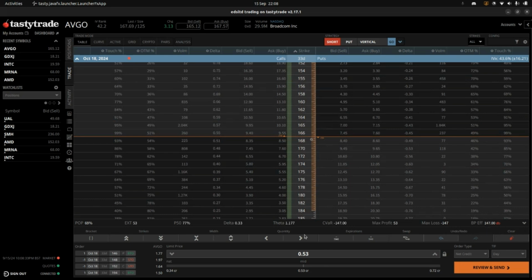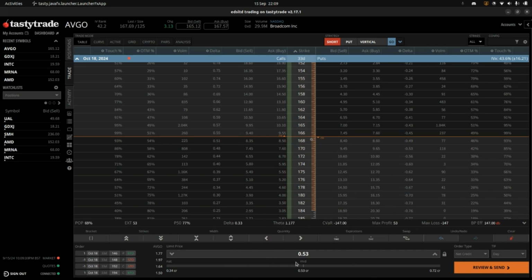$147. It does reduce the amount of premium we collect, but it also reduces the amount of buying power that's required. So the trade-off here is that you reduce your probability of profit, right? Because you collect less premium, therefore your break-even points are closer. So your probability of profit is lower. But in return for that, you have a much higher return on capital.